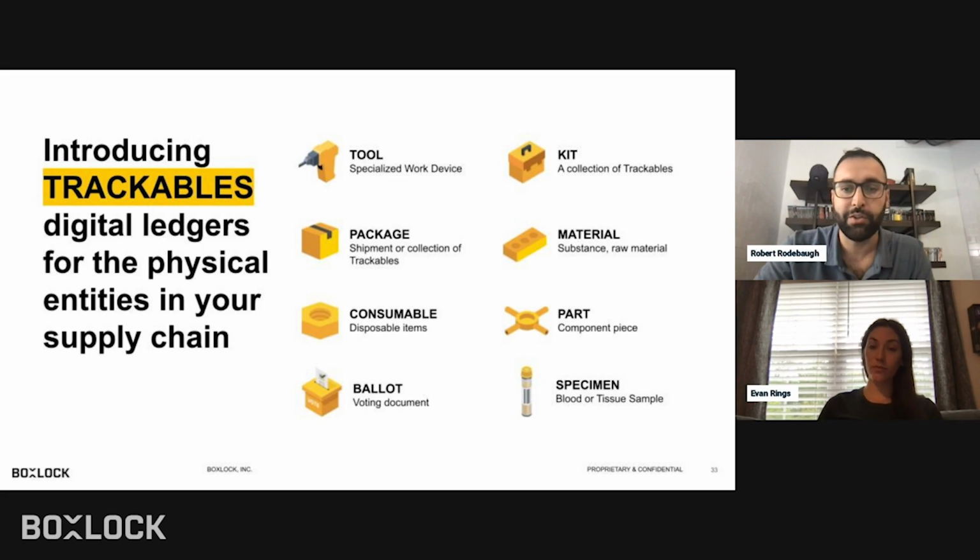Evan, I was going to give it back to you for a second to read that longer definition of trackables. Sure. Trackables in our system are going to be those digital ledgers for the physical entities in your supply chain. So they're mapped to the real tools, consumables, materials, and parts that are going to be critical to your day to day operations. They can be organized into kits, packages, or even orders, and they can be synchronized across systems. They can be replenished, delivered, restocked, actively checked out, or passively transferred.